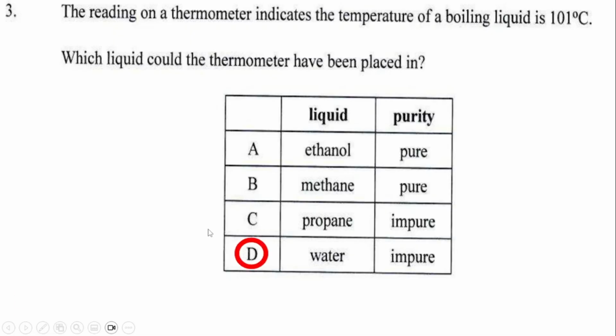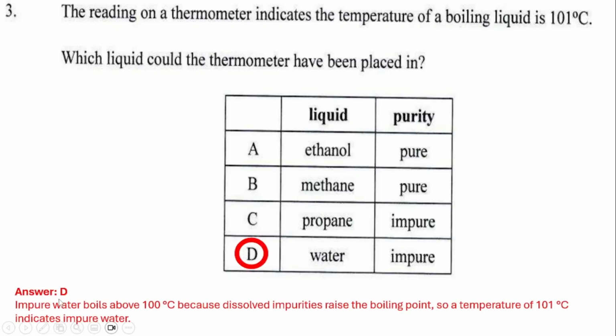So the correct answer is definitely going to be D, because impure water boils above 100 degrees Celsius, because dissolved impurities raise the boiling point. So a temperature of 101 degrees Celsius indicates impure water. So the correct answer is definitely going to be D.